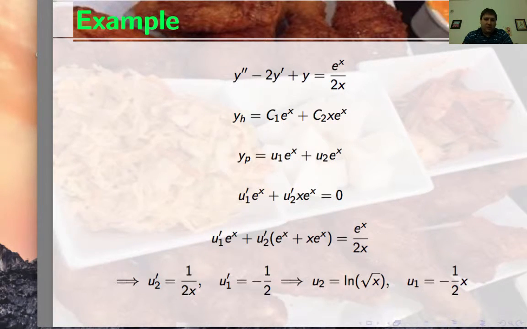Take a minute or two to make sure that makes sense to you, but we're just doing some fancy algebra. We're doing some elimination. I take equation 2 minus equation 1, and I'm getting that u2 prime has to be 1 over 2x. If I plug that in for u2 prime into the top equation, then I can solve for u1 prime, and I'm getting that u1 prime has to be negative 1/2. Again, verify all this, but I'm just solving the system of equations.